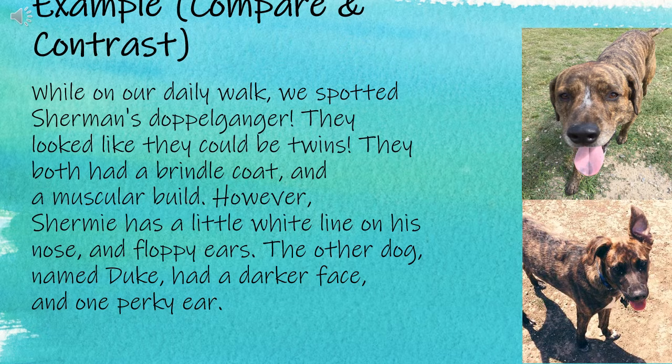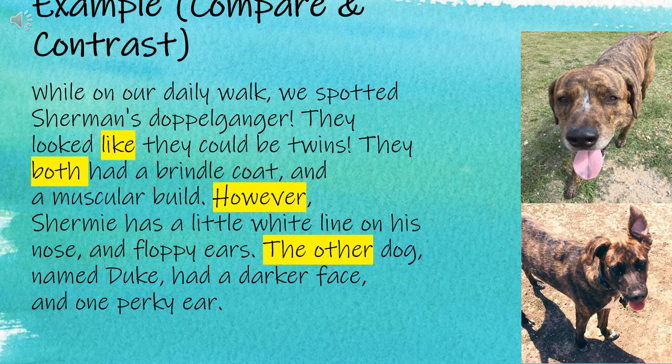Let's take a look at this example. While on our daily walk, we spotted Sherman's doppelganger. They looked like they could be twins. They both had a brindle coat and a muscular build. However, Shermie has a little white line on his nose and floppy ears. The other dog, named Duke, had a darker face and one perky ear. The signal words used were like, both, however, and the other.